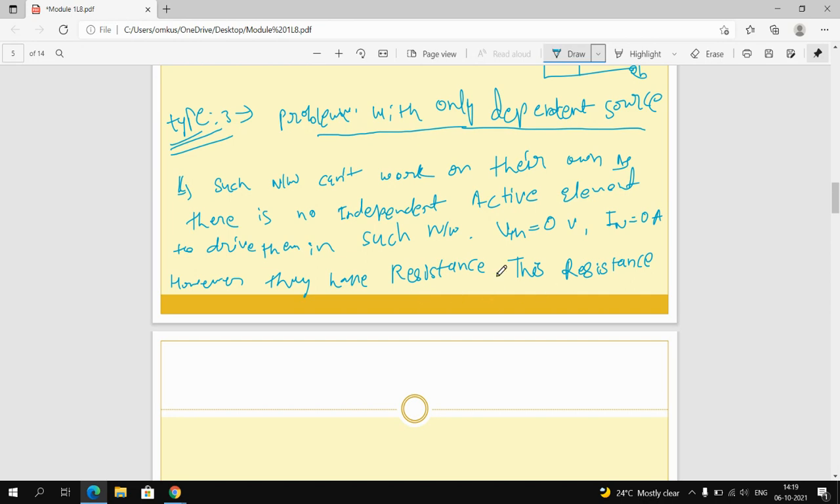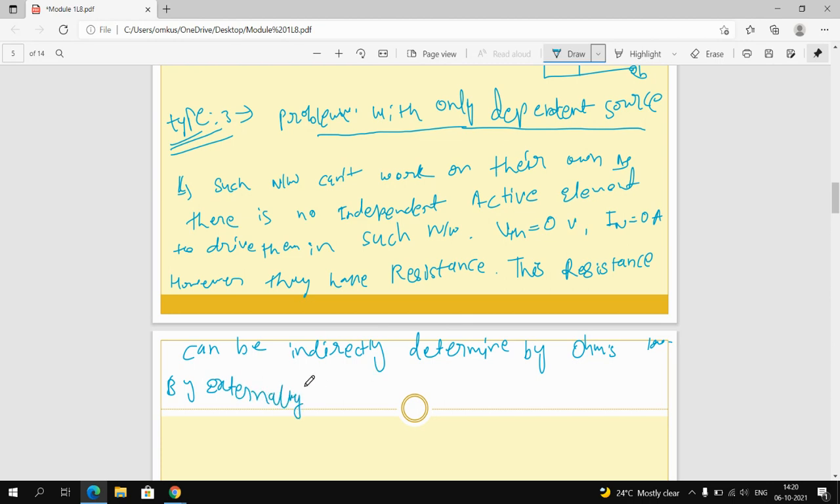So this resistance can be indirectly determined by Ohm's law, by externally exciting them, where RTH or RN is equal to 1 volt divided by IT, or VT divided by 1 ampere.